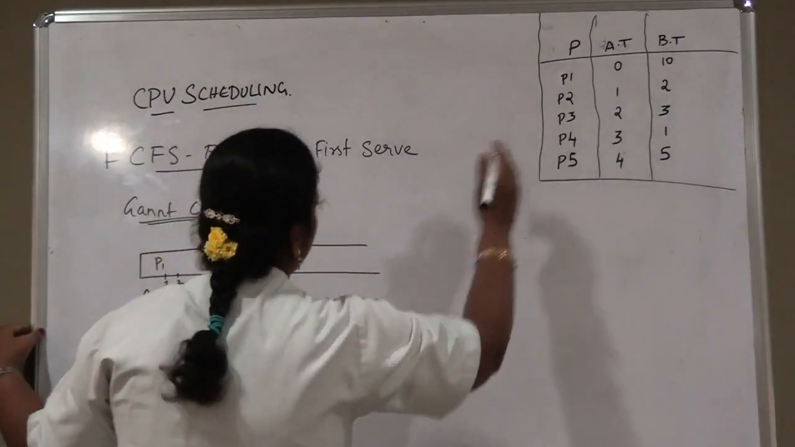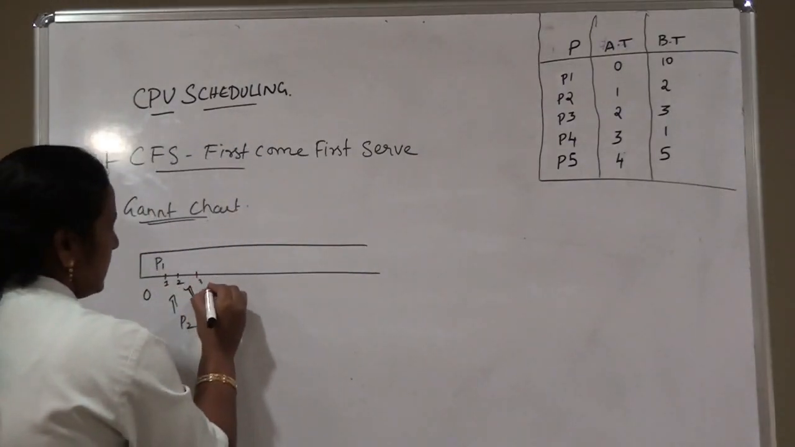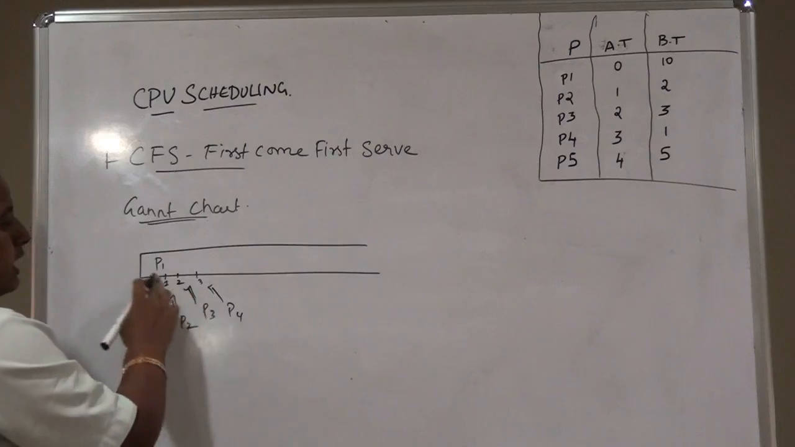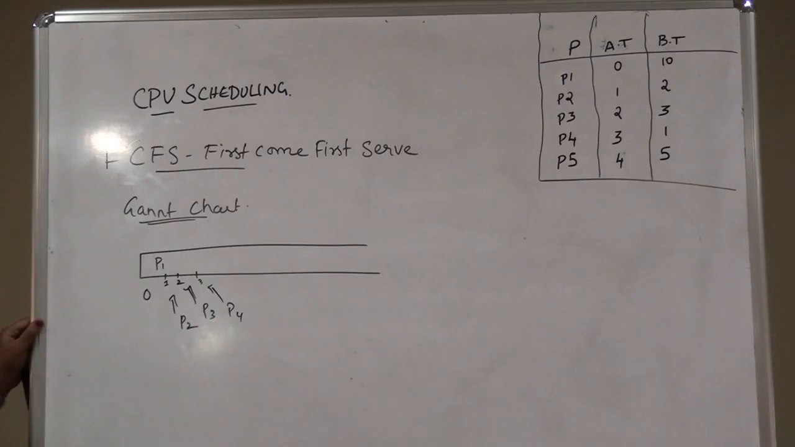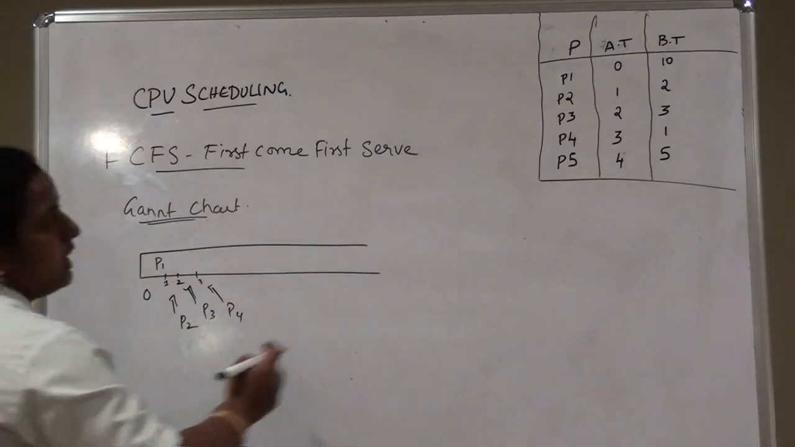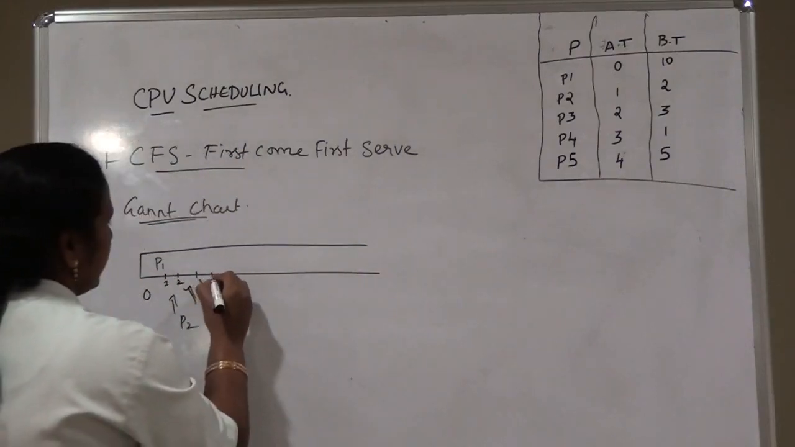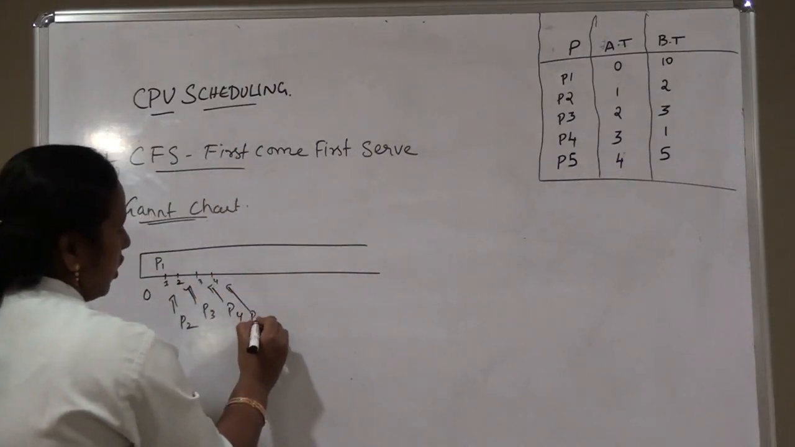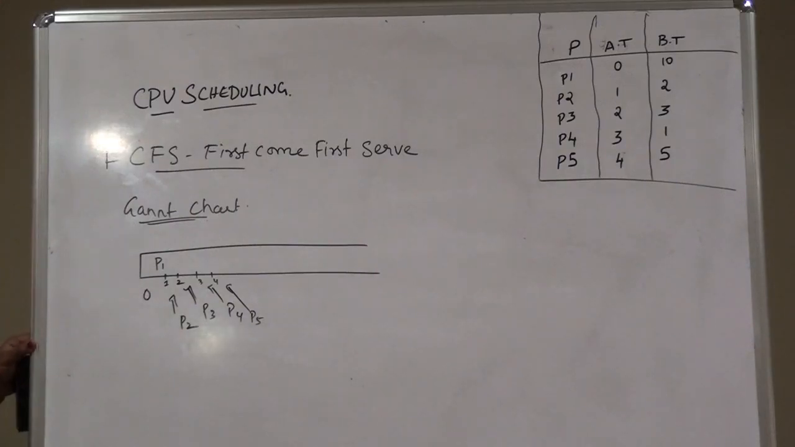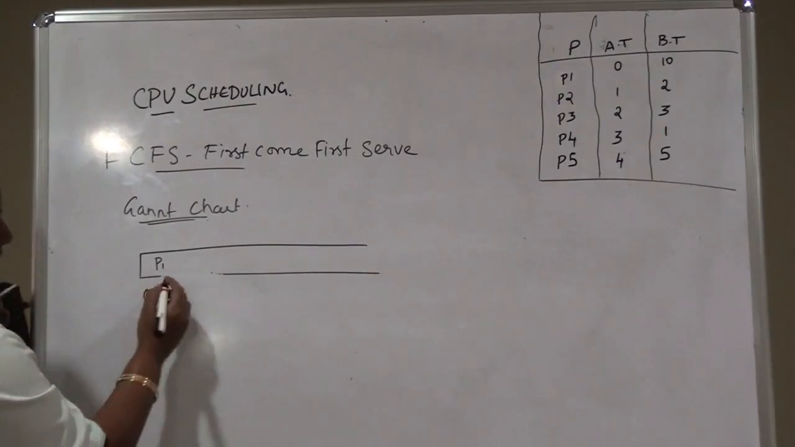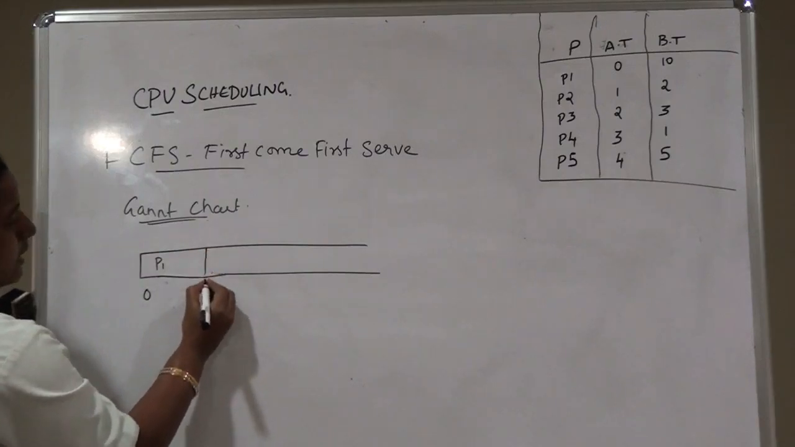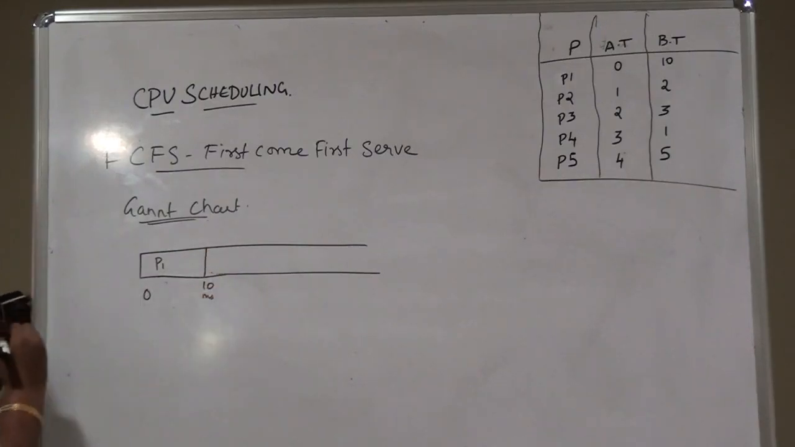Next, P4 arrives at 3 milliseconds. Comparing P4 and P1, P1 continues by FCFS. Next, P5 arrives at 4 milliseconds. Now all the processes have arrived in the scheduler, but P1 continues to execute since the FCFS algorithm is used. P1 completes its execution at 10 milliseconds.